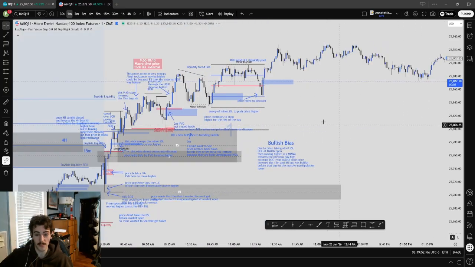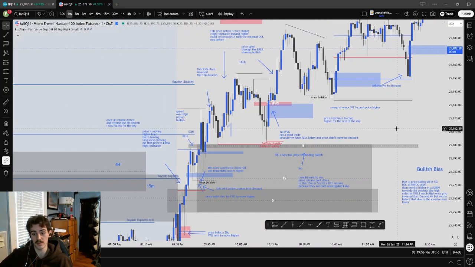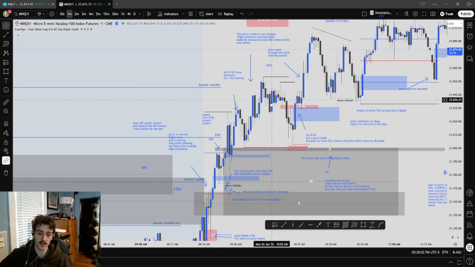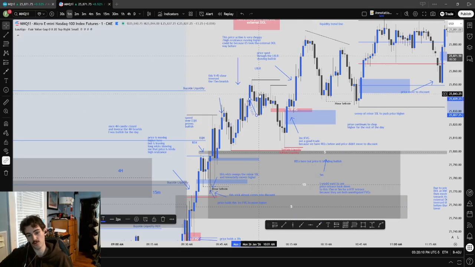Price was pretty choppy up. So I did see a lot of people were looking for a 10 o'clock reversal just because of how choppy price was. We came up, we swept this buy side here, and I was looking at some people and they were taking these shorts. There's a 30-second fair value gap. We get here, right there, and they're taking shorts down to here, targeting liquidity down here.